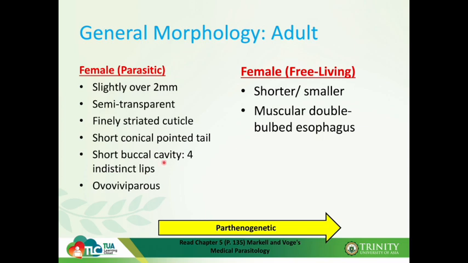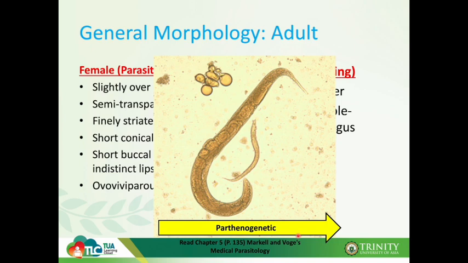Not only that, female parasitic adults are also parthenogenetic. They are parthenogenetic, meaning they can fertilize their own eggs. They don't need a male adult. Again, female Strongyloides parasitic adults are parthenogenetic, meaning they can fertilize their own eggs. They don't need a male adult.